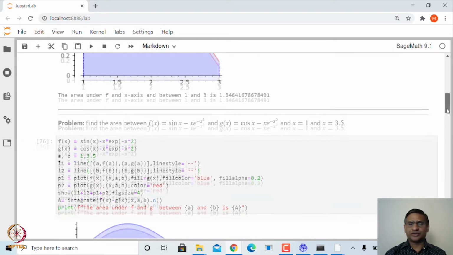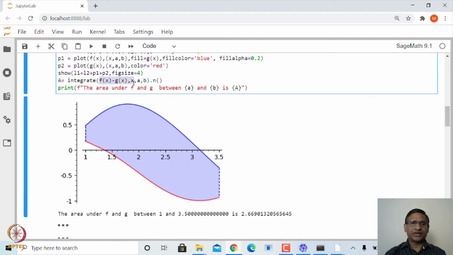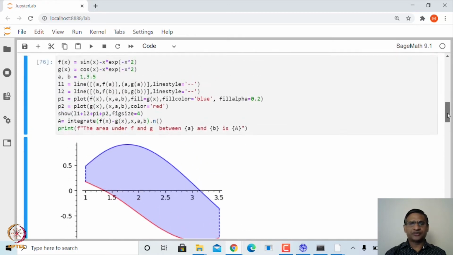In this case, if you look at this, the above one is the f of x, below one is the graph of g of x, and f(x) is always above g of x between this limit. So, in that case area of this curve you can simply find by taking the difference between the two values, f(x) minus g(x), and calculate its integral. So, this is straightforward.